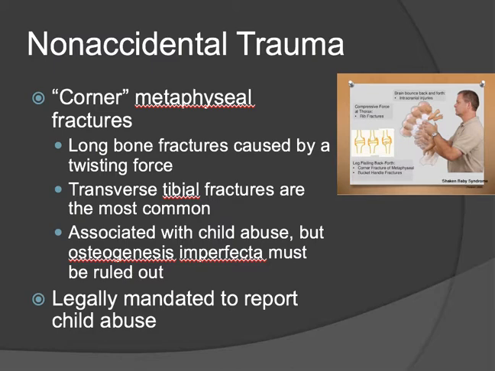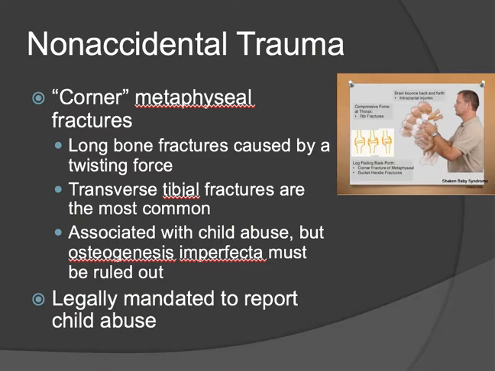Okay, non-accidental trauma. This is child abuse. We are legally mandated to report it. You guys know that. One thing that we talked about are those spiral fractures. Remember, long bone fractures caused by a twisting force. Remember that anytime children come in with a lot of broken bones, we have to look at child abuse, but we also need to rule out osteogenesis imperfecta, so OI, okay?